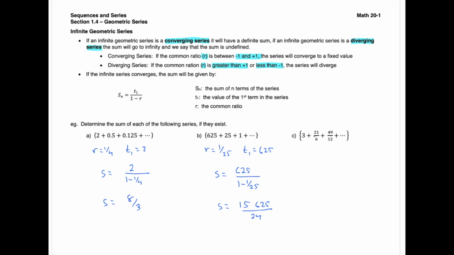Now in this one here, to find my common ratio, I'll go 21/6 divided by 3, or 49/12 divided by 21/6. And what we'll see in each case is I get r equals 7/6. Now 7/6 is greater than 1, and so it's outside of my domain, and so this then is going to be undefined.